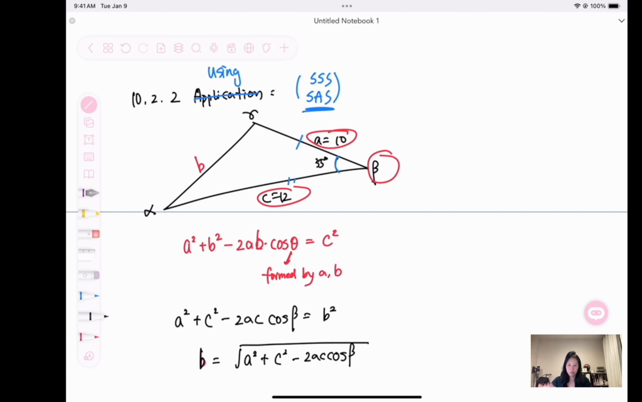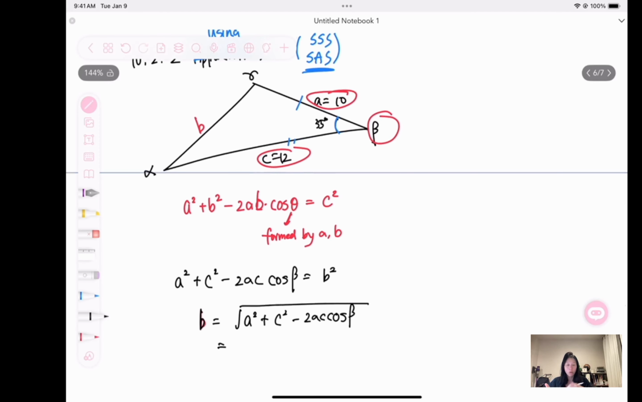Because we were finding b squared but we're trying to find b, we need to take the square root of the whole expression. Now let's substitute. We get 10 squared plus 12 squared minus 2 times 10 times 12 times cosine 13.5 degrees.